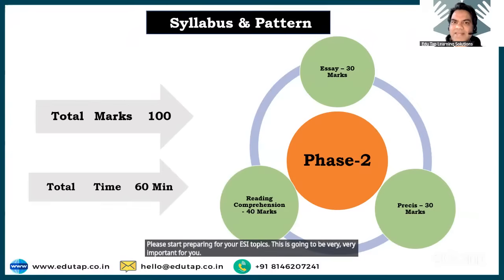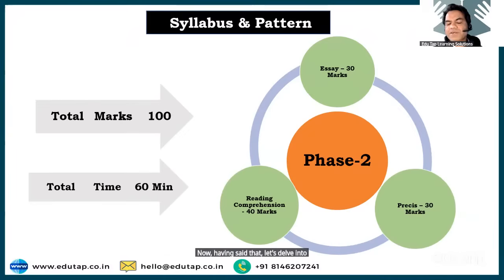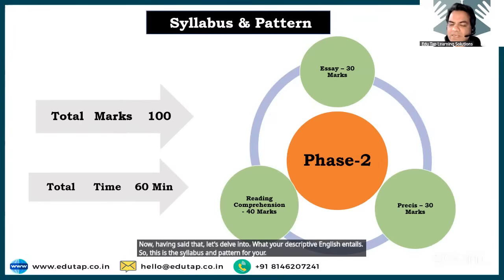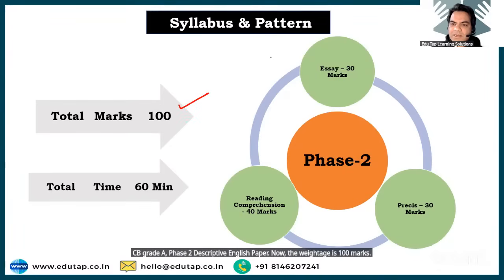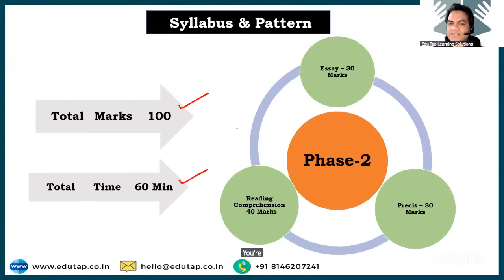Now, having said that, let's delve into what your descriptive English entails. So, guys, this is the syllabus and pattern for your SEBI Grade A Phase 2 descriptive English paper. Now, the weightage is 100 marks, and the time that you will be given for descriptive English is 60 minutes. And in 60 minutes, you are supposed to write three answers.